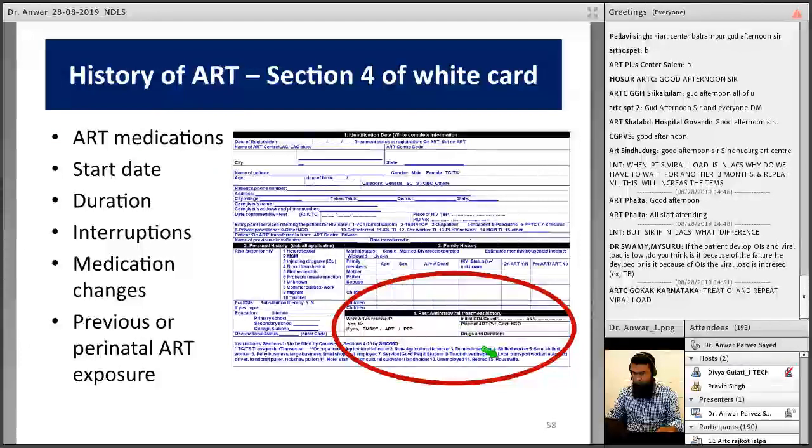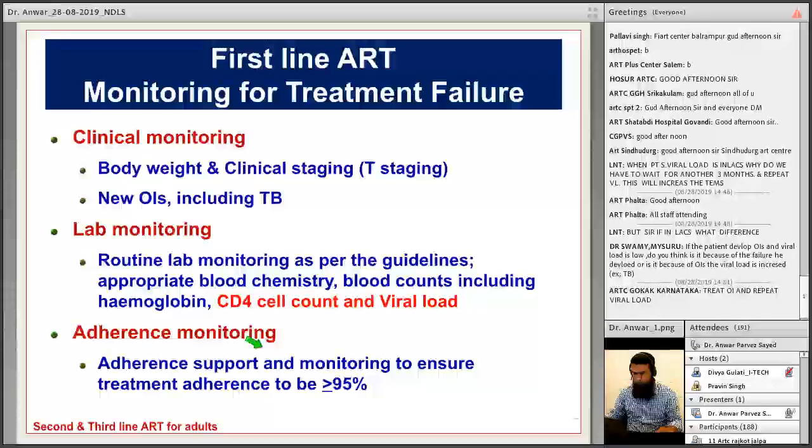In your white card section 4, you need to take the detailed history of ART while you register any new client in your ART center. You need to ask about previous ART medications, start date, duration, whether under the PPTCT program, and whether there were any interruptions or medication changes because of side effects or toxicities. A patient may be experienced in ART before coming to you at the ART center, and that is why we need to take this detailed history and record it in section 4 of the white card.